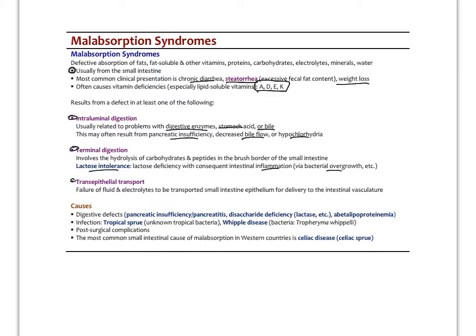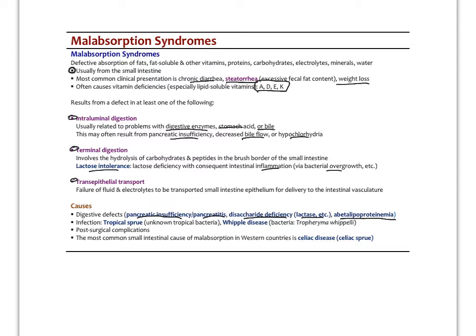And then lack of transepithelial transport. So that's the failure of the fluid and electrolytes to be transported in the small intestine epithelium. And so problems, again, loss of enterocytes from the chronic inflammatory conditions. So the causes could be, again, digestive defects like pancreatic insufficiency, pancreatitis, disaccharide deficiency like the lactase deficiency, and then problems of the lipoprotein formation. So there are some genetic conditions that result in that, and then you'd have decreased fat absorption, and you would have more steatorrhea.